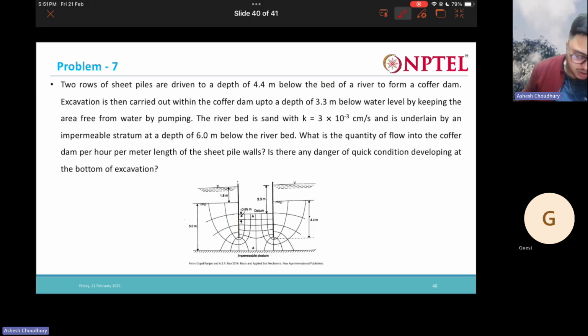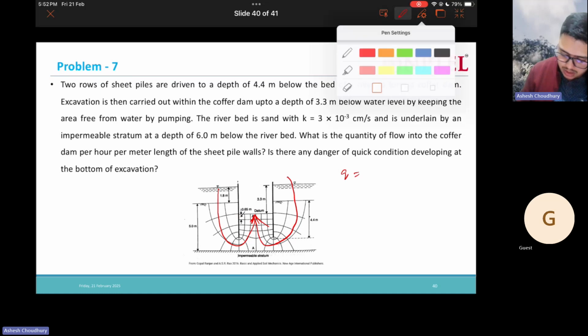All right. So it is asked what is the quantity of flow into the cofferdam. We need to find out how much water is flowing into the dam, from this side and this side, both the sides. We will use the same fundamentals that we have studied. So, I will erase this.